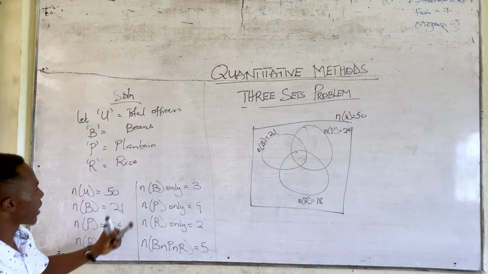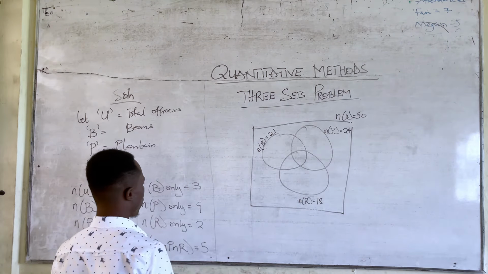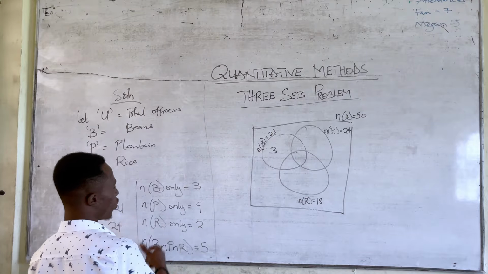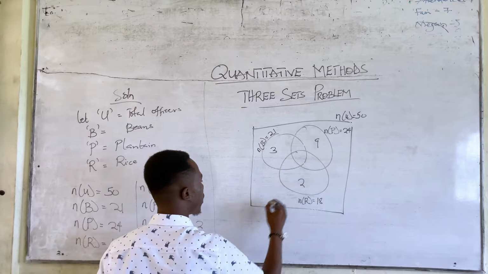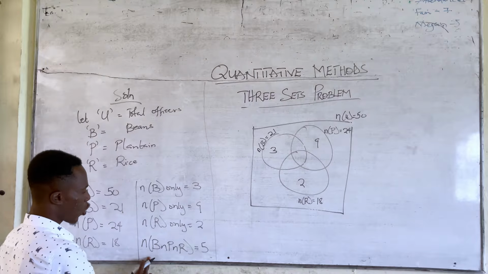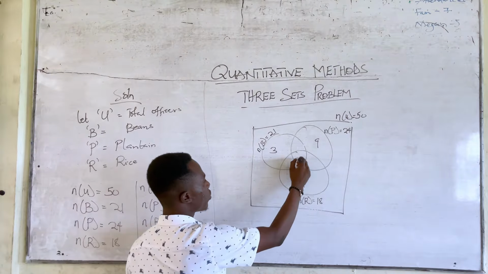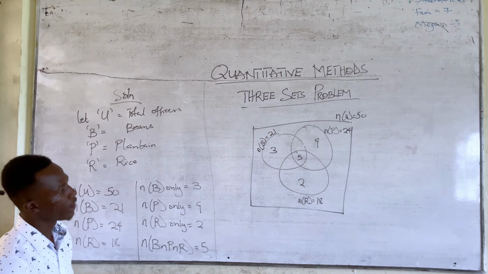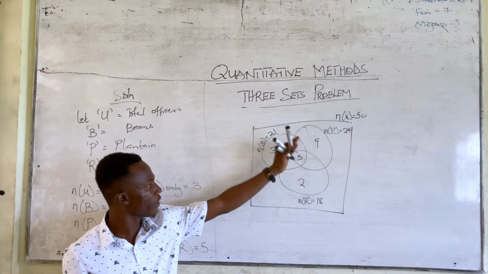The next part is number of B only. And you know only is this part, right? So number of B only is what? 3. Have it here. Number of P only is 9. And here is what? 2. Okay. And they are saying for all the 3 items of food, 5 choose them. So we have 5 here. Okay. Alright. And so we are done presenting the information on a Venn diagram.